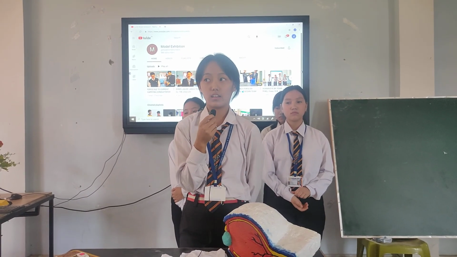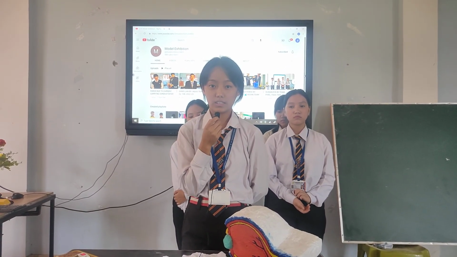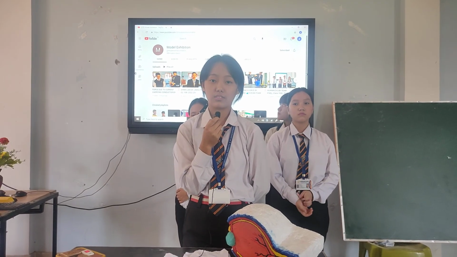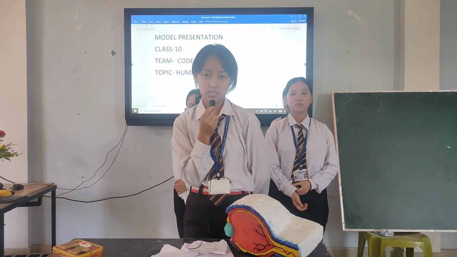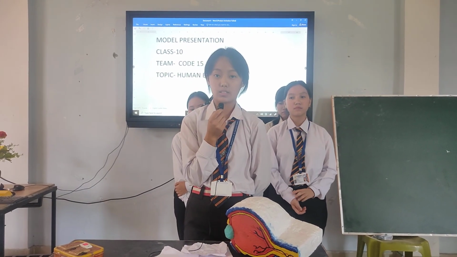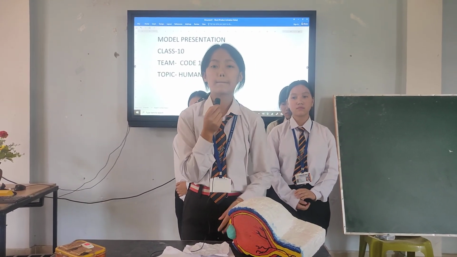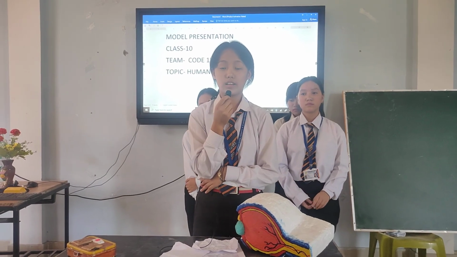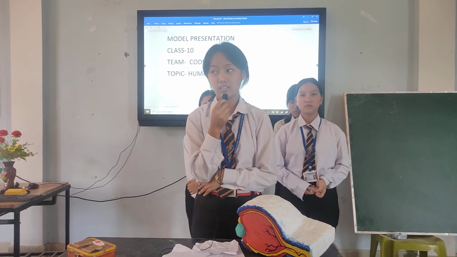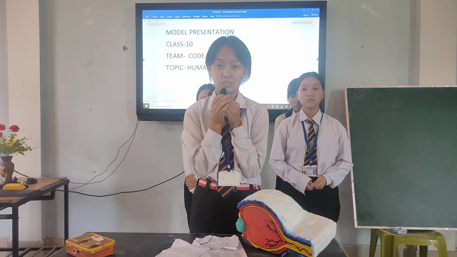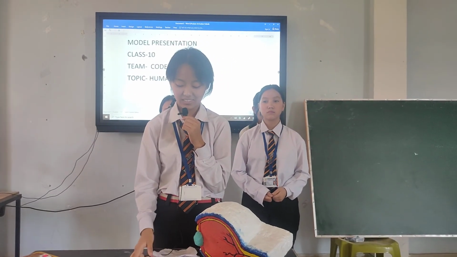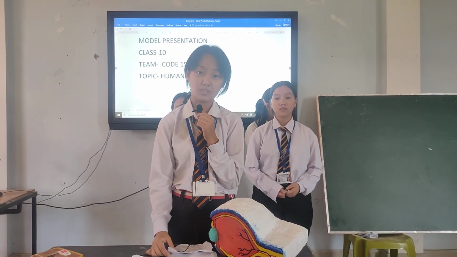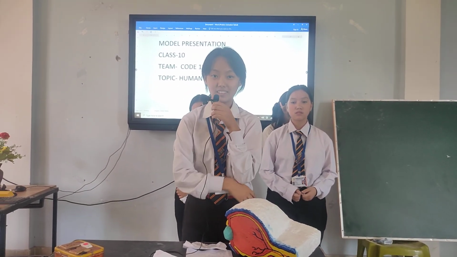Then hypermetropia is also commonly known as farsightedness, where the person can see far-by objects but cannot see the nearby objects. In this condition, the light rays coming from the close-by objects are focused behind the retina.